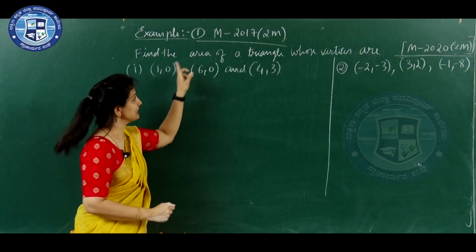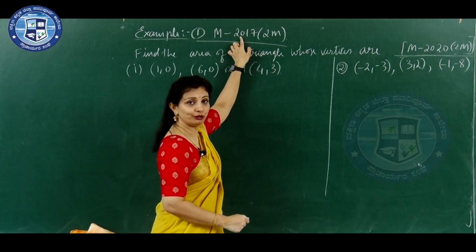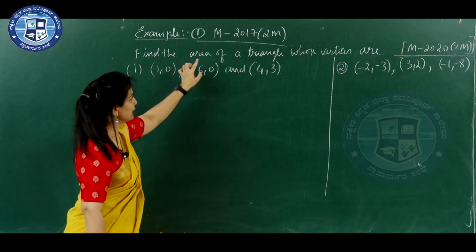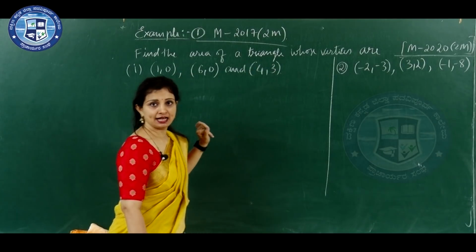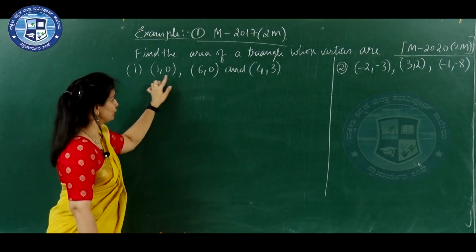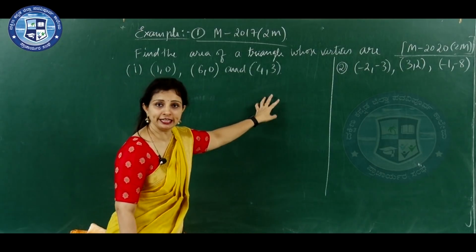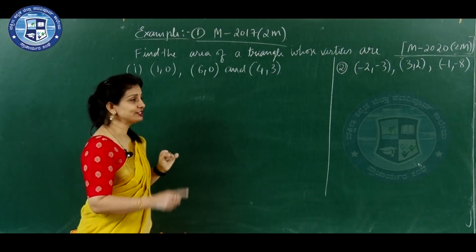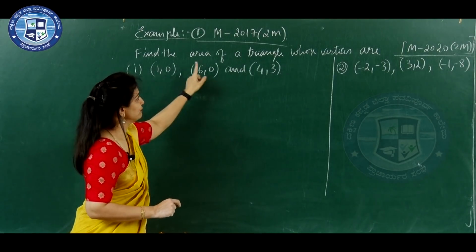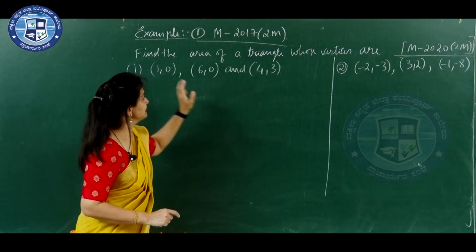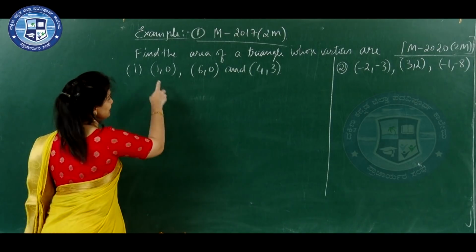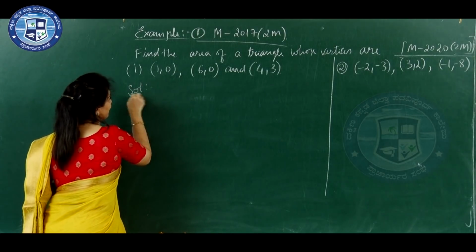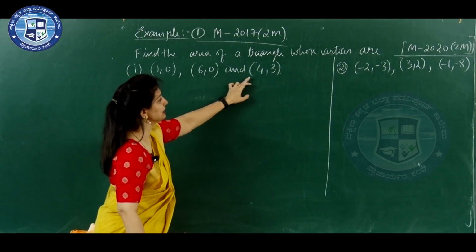First one, which was asked in the board exam in the year 2017 for 2 marks. Find the area of a triangle whose vertices are given as (1, 0), (6, 0), (4, 3). You are asked to find the area of a triangle using determinant. We know these three are the coordinates.